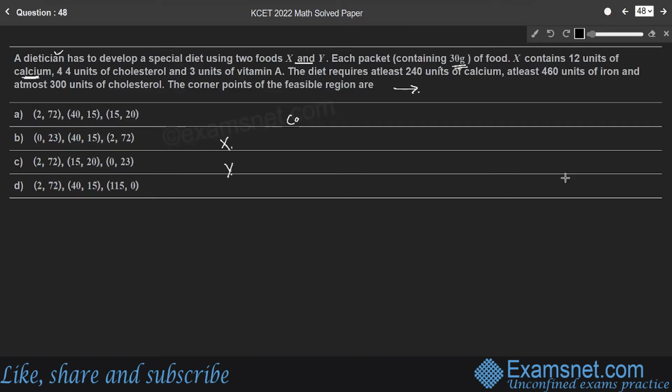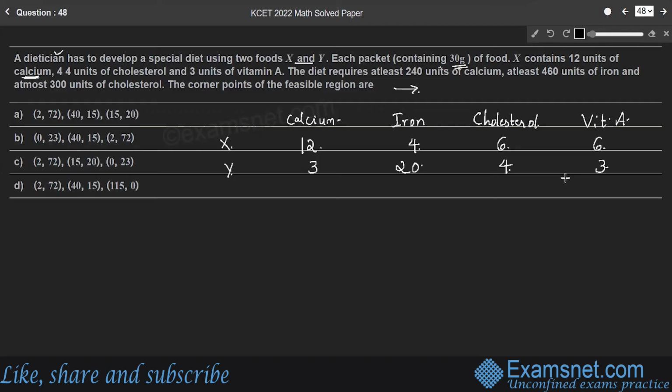And the contents are calcium, iron, cholesterol, and vitamin A. Food X contains 12 units of calcium. So we'll consider 12 units of calcium, right? 4 units of iron and 6 units of cholesterol and 6 units of vitamin A, right? Whereas food Y contains 3 units of calcium, right? 20 units of iron, then 4 units of cholesterol, then 3 units of vitamin A, right?